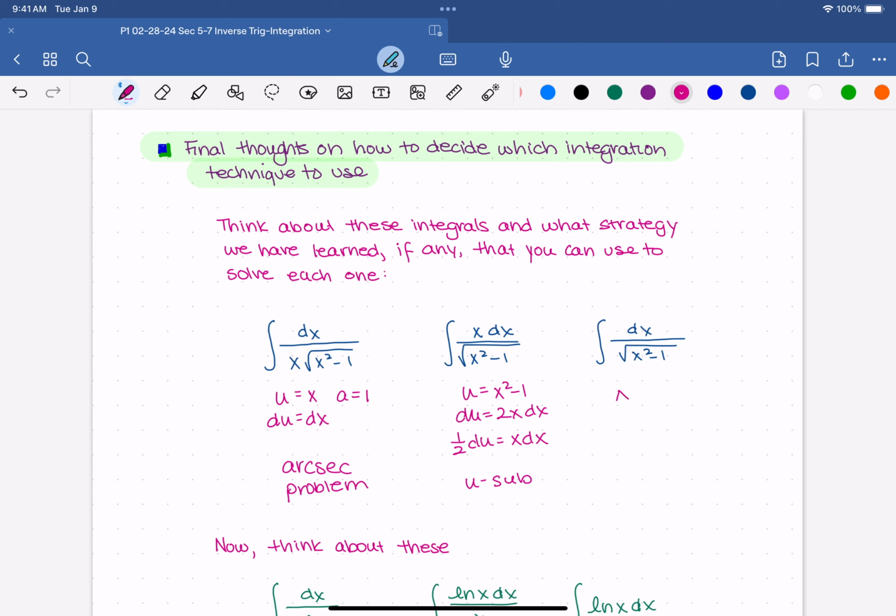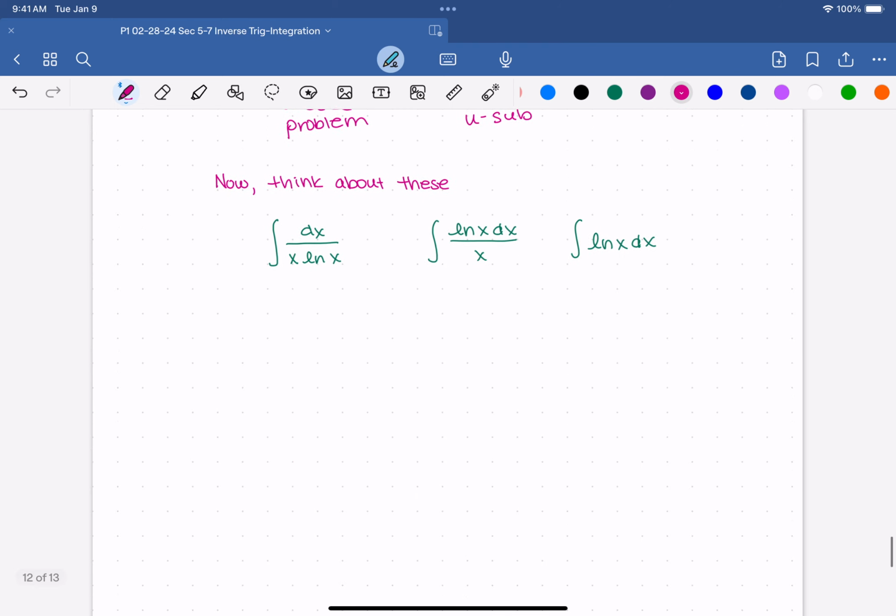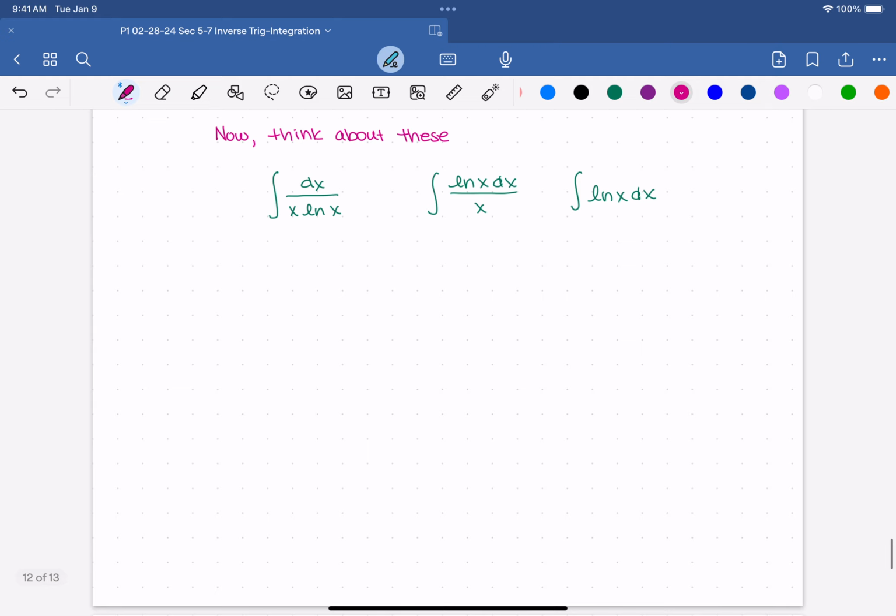This one, we have no formula or strategy yet. And we won't this year. We won't see problems like that this year. You'll be able to deal with this in future years, but not this year. So this one we can't do. Okay. Last thing is try looking at these. Same thing. See if you can figure out what method to use.